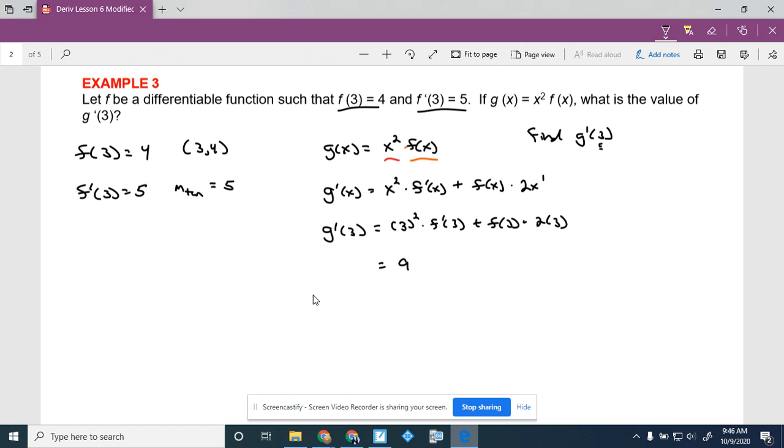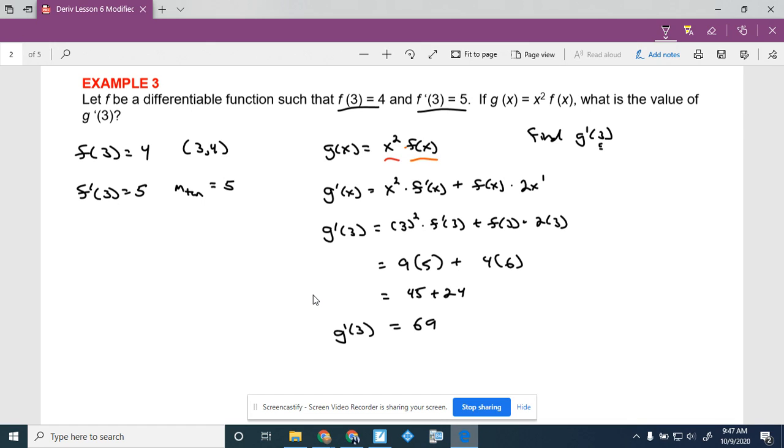3 squared is 9. f prime of 3, they told me that was 5. f of 3, they told me that was 4. And 2 times 3 is 6. So I end up getting 45 plus 24. So what is that? It's going to be 69. So g prime of 3 ends up equaling 69 here.